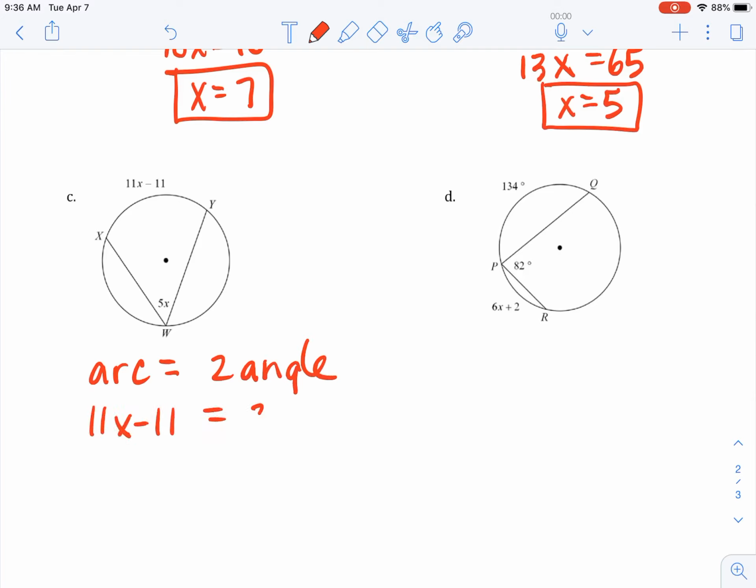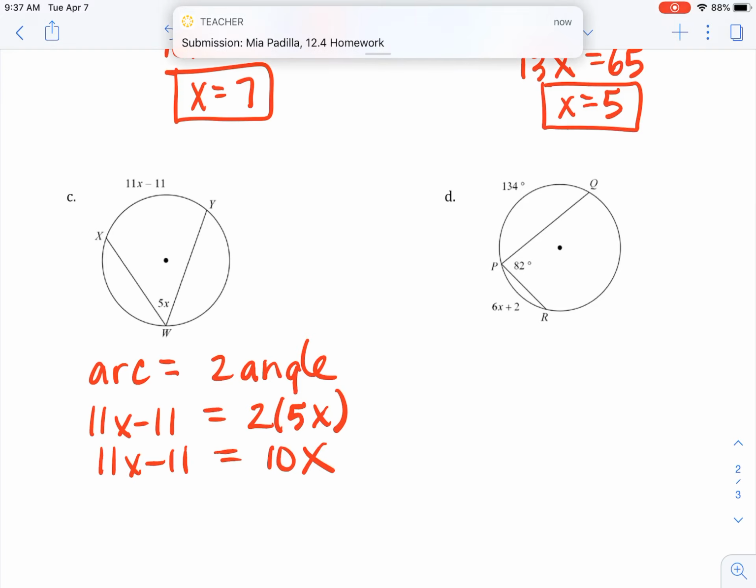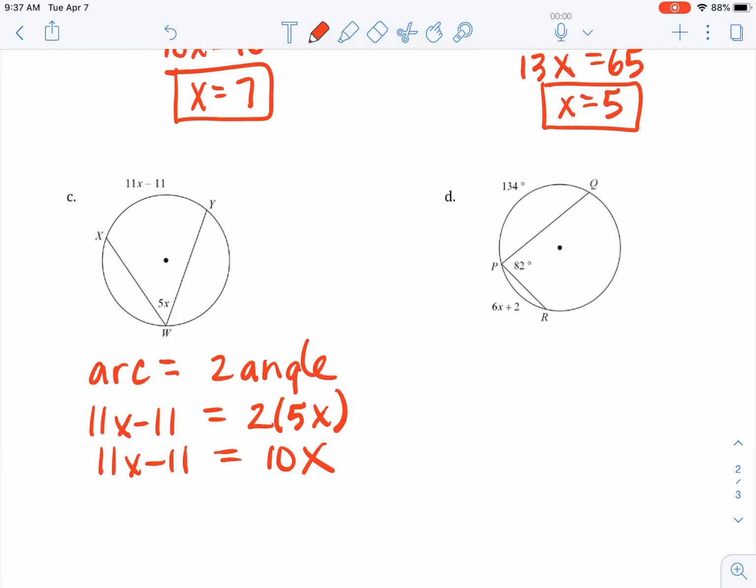So my arc is 11x minus 11. I'm going to double my angle, so I'm going to double 5x. 11x minus 11 equals 10x. And if I subtract 10x, or you could subtract the 11x, whatever you want, no matter which way you do it, you're going to end up with x equals 11. So I subtract 10x in my head and I get 1x, but then I moved the 11 to the other side and it turned positive. But you do the algebra how you like to do it.